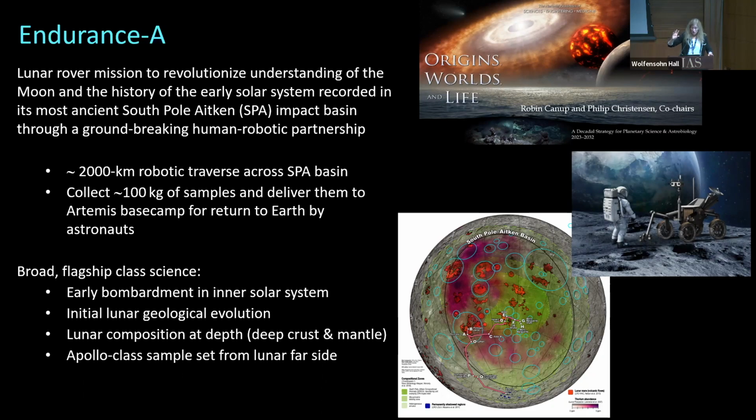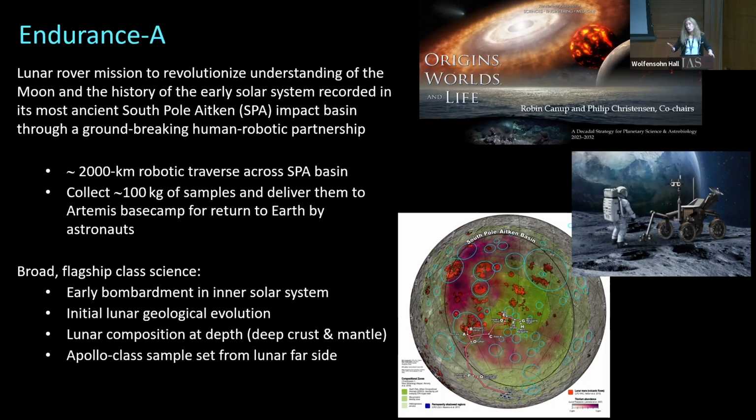In particular, within the largest and oldest impact basin on the moon, which is this SPA basin shown here, it would collect 100 kilograms or more of samples and bring them back to the planned Artemis base camp at the South Pole for return by the Artemis astronauts. 100 kilograms, to put that into context, this is an Apollo-like sample set.